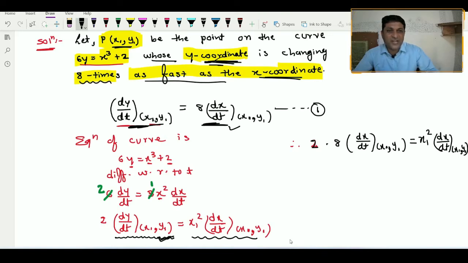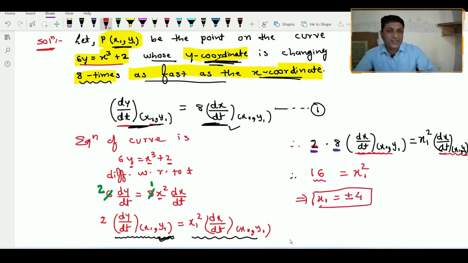Okay, so now check which terms on both sides will get cancelled. So here 2 into 8 will be equal to 16. So here we will get 16, and here we can observe that this term and this term on both sides will get cancelled. Similar terms are there, that's why they'll get cancelled. On this side remaining term is x1 square. So which implies that x1 will be equal to, if we are taking square root on both sides, square root of 16 will be equal to plus or minus 4. So what is x1? x1 is nothing but x coordinate of our required point. So here we have got two values of x1.